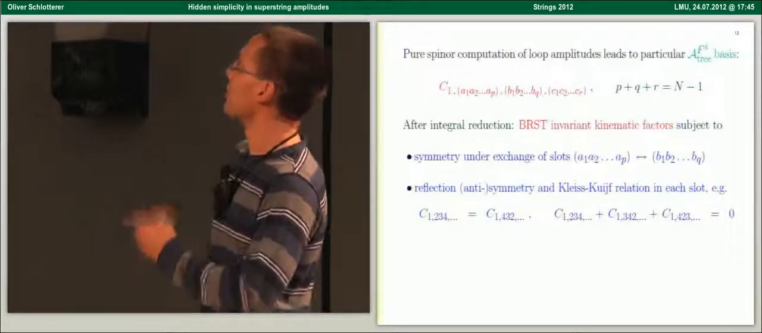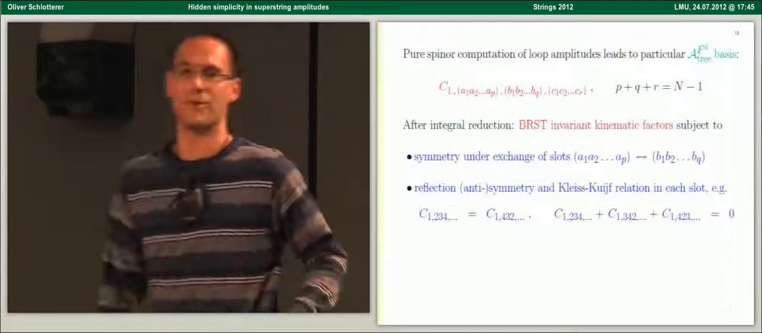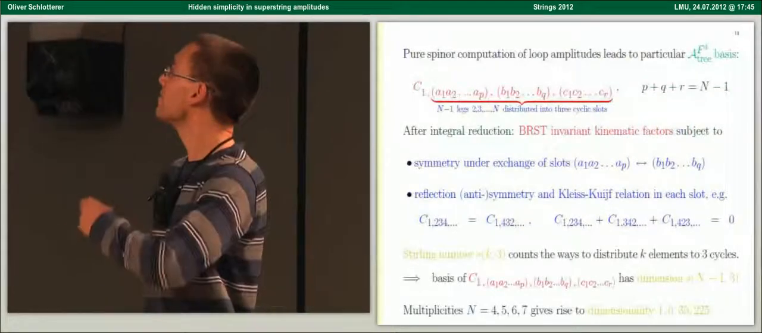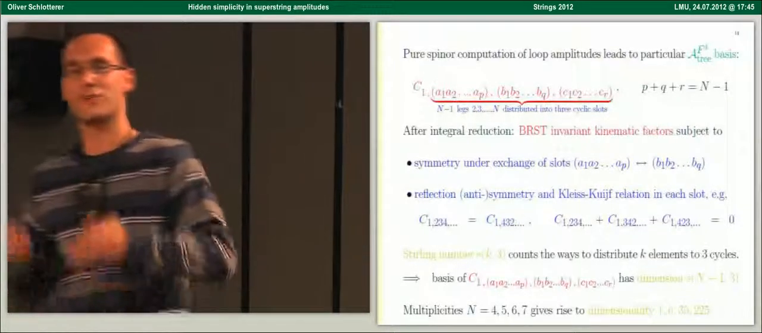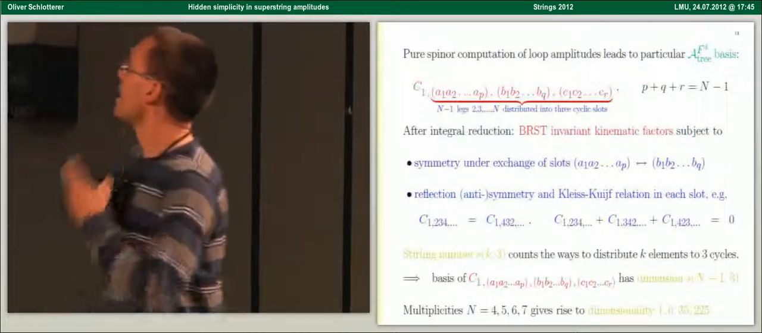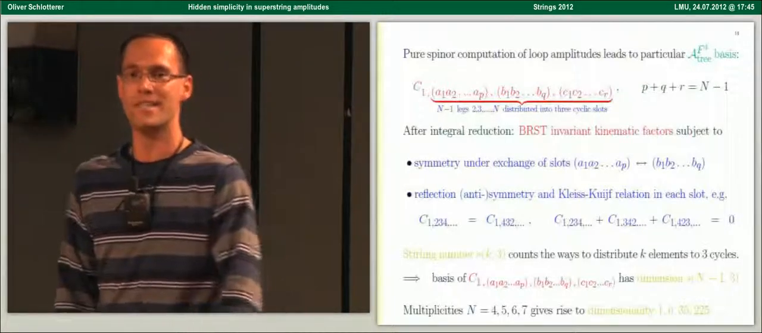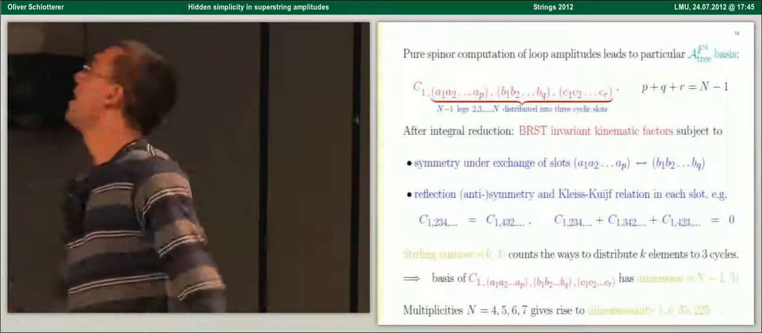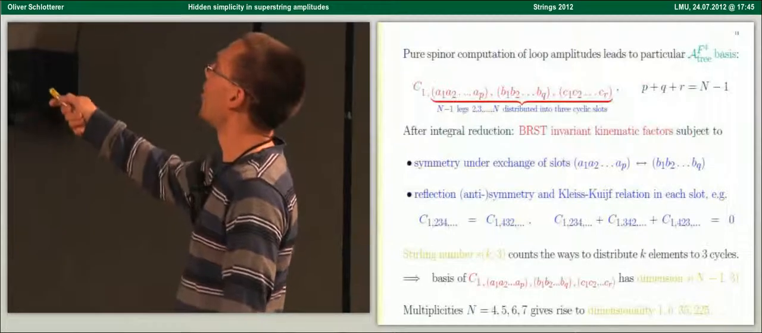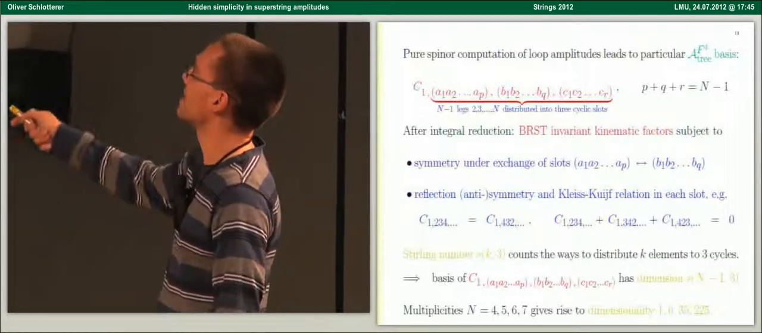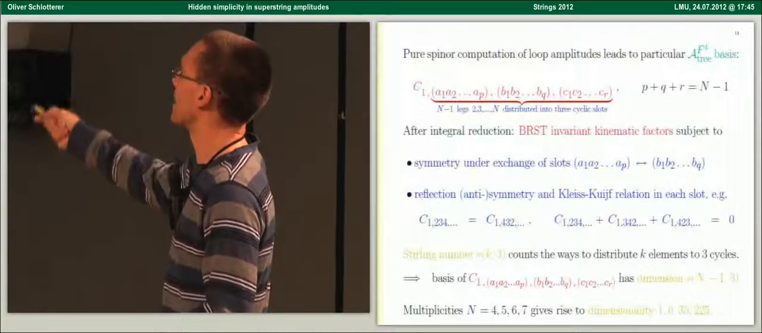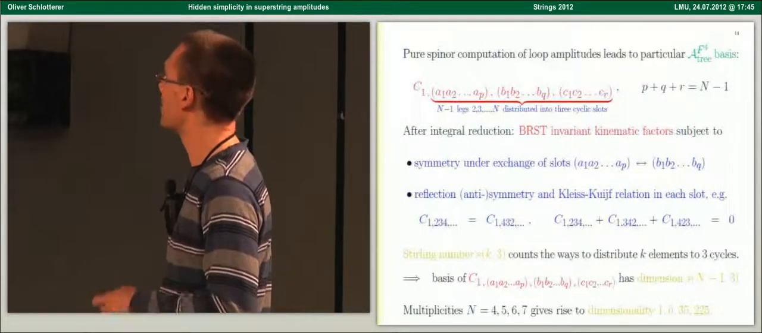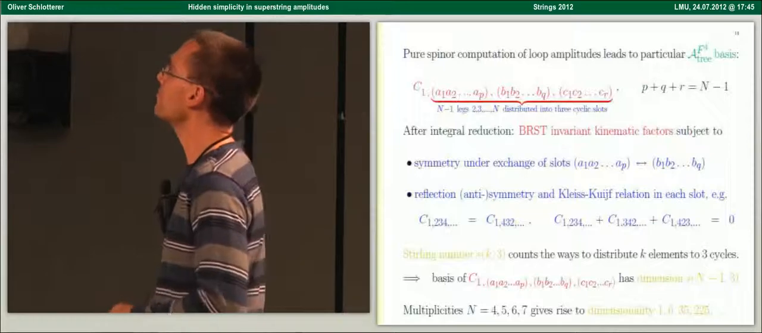And now I want to count the number of independent BRST invariants, which I get in my string computation. This combinatorial problem is the definition of the Stirling number. It's the way you can distribute k elements to 3 different cycles. And the k elements are all my external states, except for number 1, which is special. So clearly the basis dimension is S1 minus 1, n minus 1, 3.